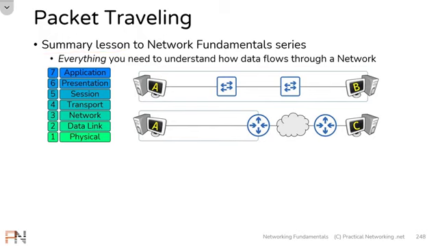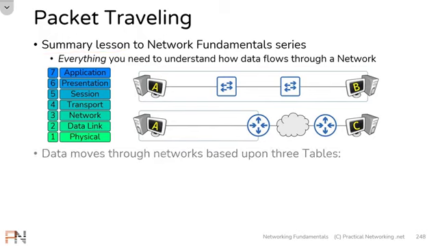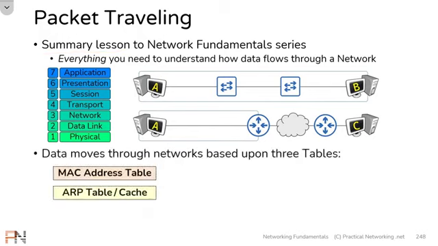At its core, understanding how data flows through a network comes down to understanding three specific tables: a MAC address table, an ARP table, also referred to as an ARP cache, and a routing table. Each of these tables is a mapping of something to something else.